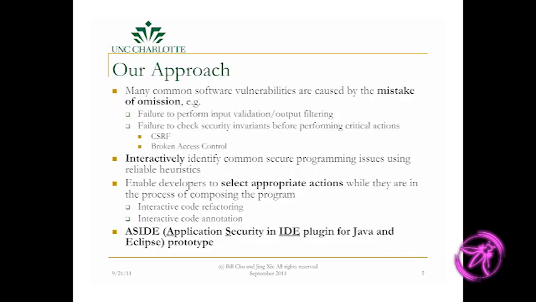So our approach is based on the assumption that many common software vulnerabilities are caused by mistakes of omission. For example, failure to perform input validation or output filtering, people just forget. Failure to check security invariants before performing critical operations, for example, CSRF, broken access control. It's not that they don't know, they just forget. And so what we want to do is interactively identify those common security mistakes using reliable heuristics and warn the programmers in the IDE, pop up a warning and say, here's something you need to pay attention to, and we provide them with options to actually take actions.